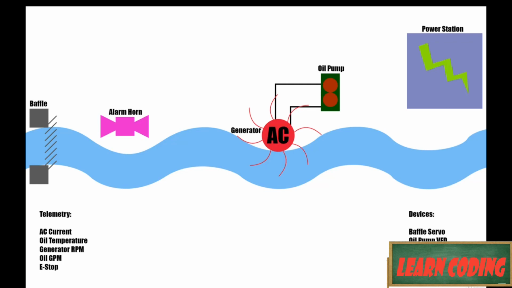We are controlling a few devices. We've got our baffles on a servo. So the higher signal we send to those baffles, the more they will close. Then we have our oil pump VFD, which was already explained. That's going to control the speed of that oil pump. We have our alarm horn, our power station interlock, and the last thing on here that you don't see illustrated is a generator brake.